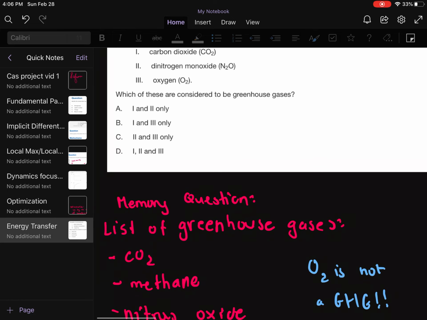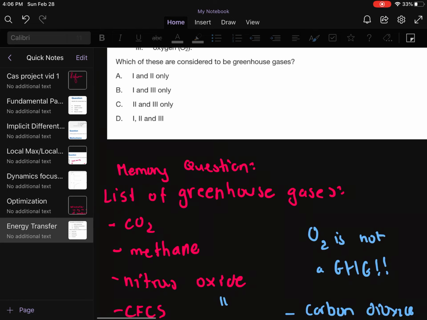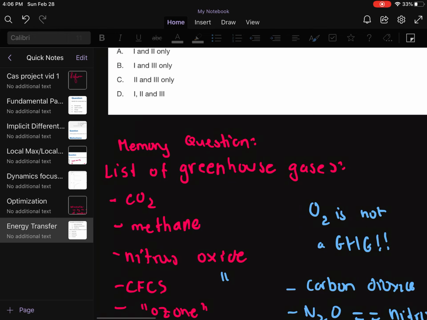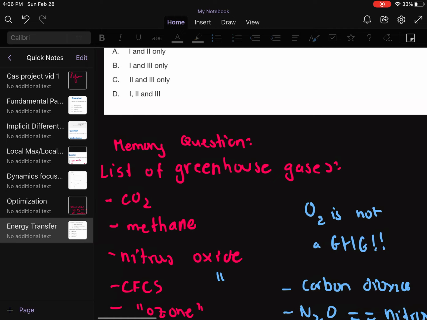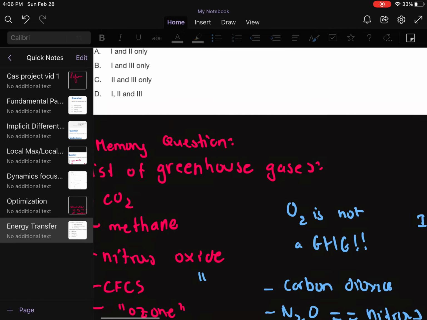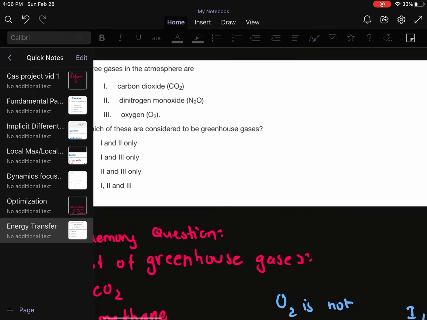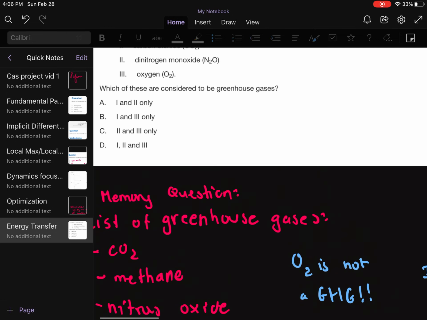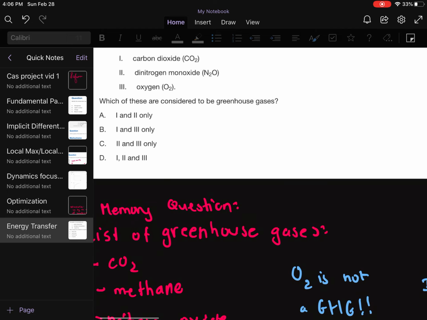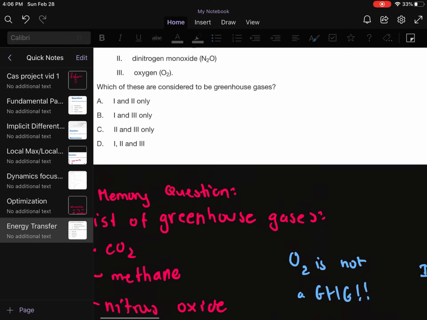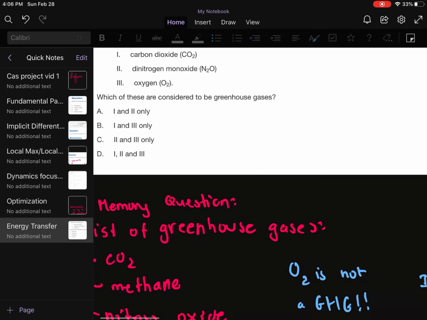So they are carbon dioxide, methane, nitrous oxide, CFCs, and ozone. Ozone's a bit debatable, but I say it is a greenhouse gas, but it's not one of the more well-known ones. And if you look at the options, straight up, you match up your list with the options. You know that oxygen is not a greenhouse gas, and carbon dioxide is one of them. So 1 is definitely the right answer.